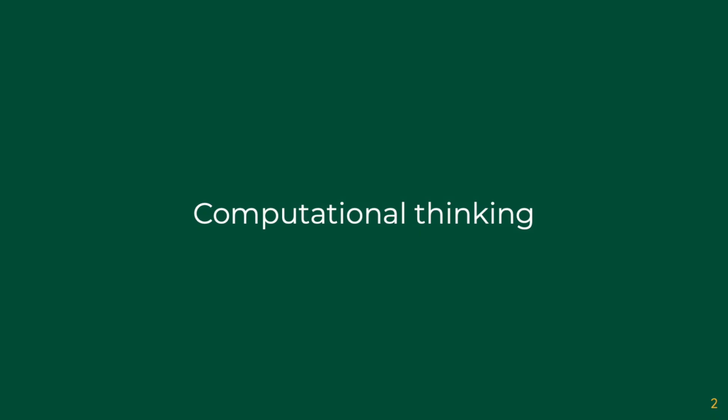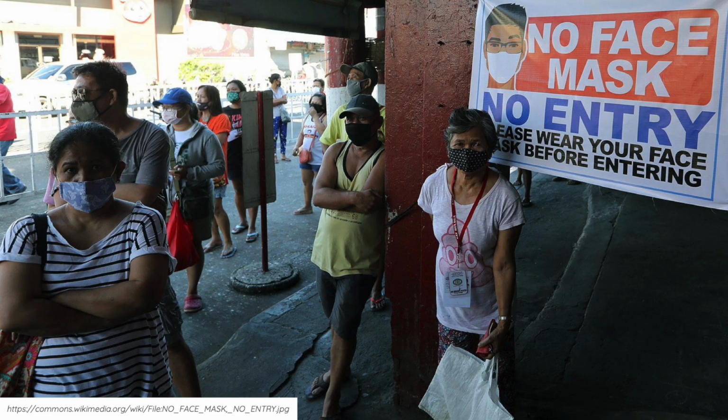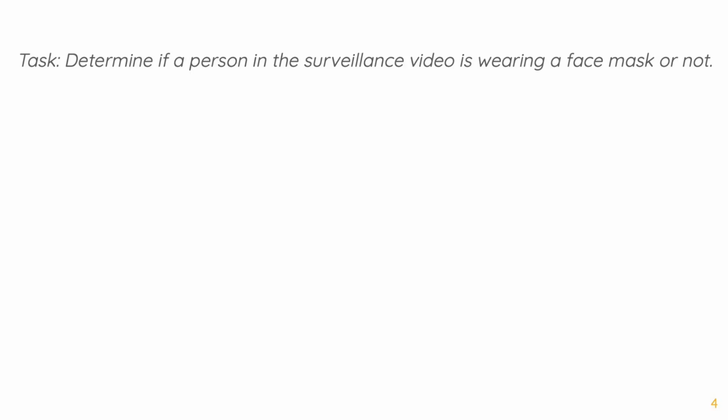Computational thinking involves approaching problems in a systematic manner to develop solutions that can be translated into computer programs or actions executable by computers. For instance, in the context of the recent pandemic where wearing face masks is mandatory, imagine being tasked as a computer scientist to create a system that can detect if a person is wearing a face mask using surveillance camera footage.